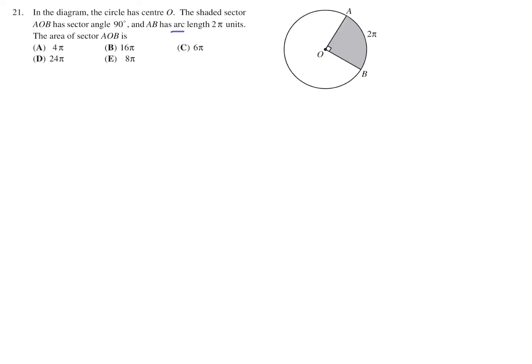So they are telling you that this arc right here is 2 pi in terms of its length. So we all know that the circumference of a circle is equal to pi times diameter. And if you put that in terms of radius, since the diameter is equal to 2 times the radius, it's pi 2r, like that. And this is 90 degrees. So that arc AB is basically a quarter of the full circumference.